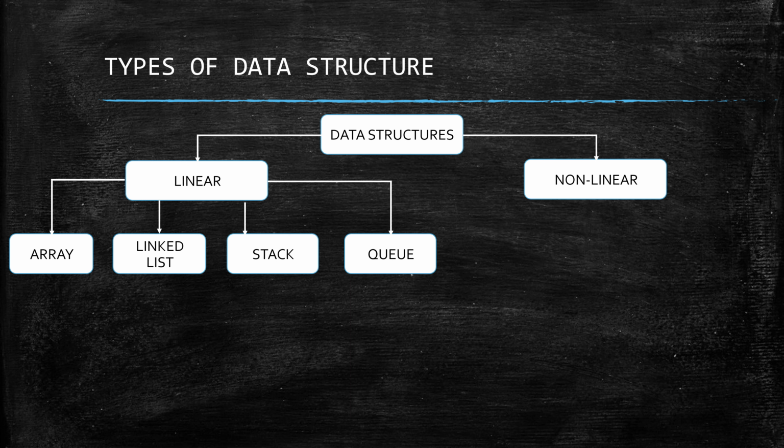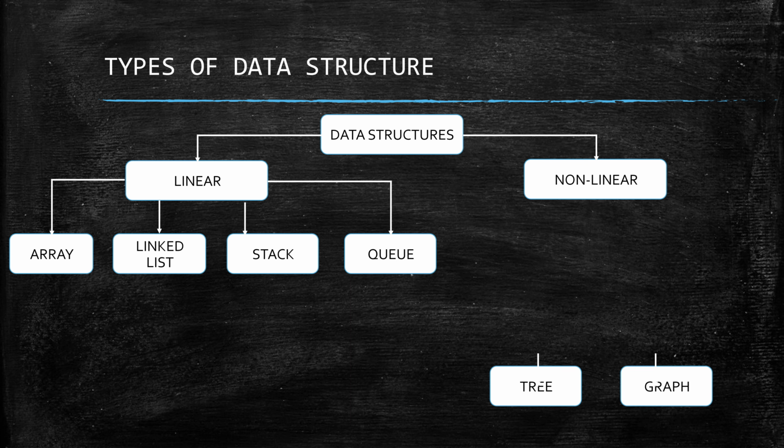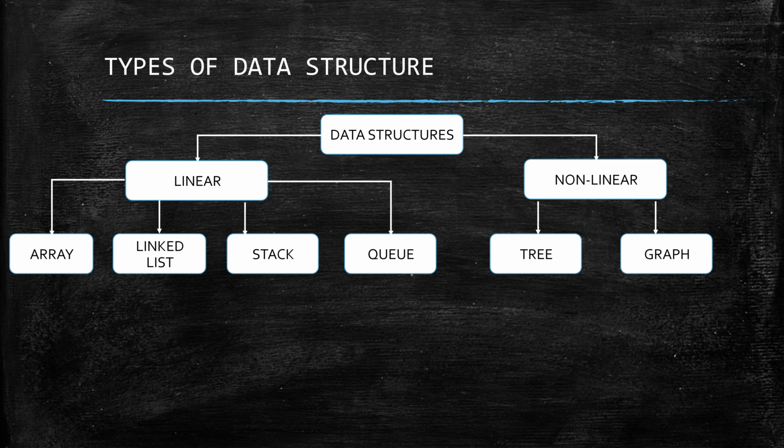Coming to the non-linear, here the data elements in this data structure are not in a sequential manner. They are connected to one another through different paths. Here they are stored in multi-level. Hence, the traversal takes some amount of time. So, comparatively with the linear, the non-linear is not easy to implement. Examples for this are tree and graph.